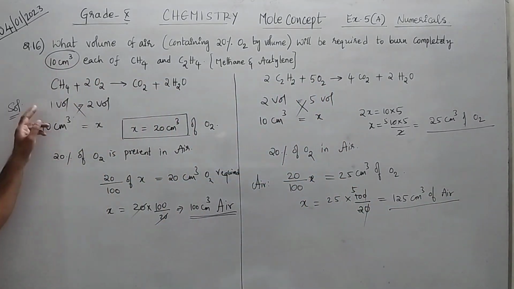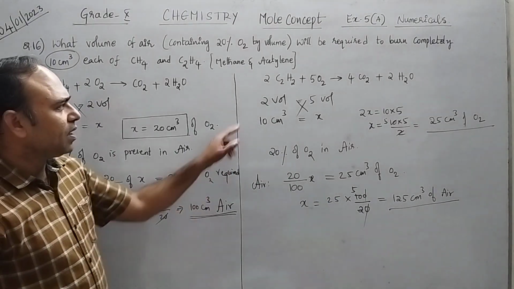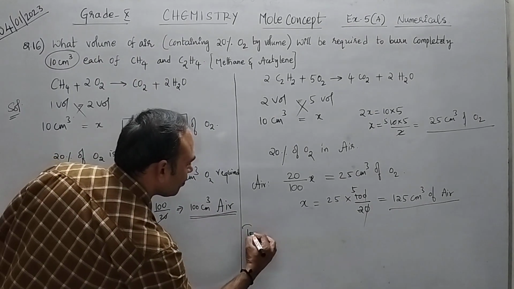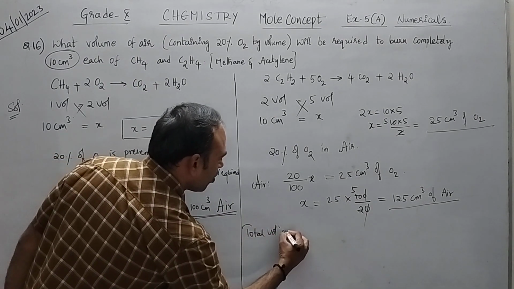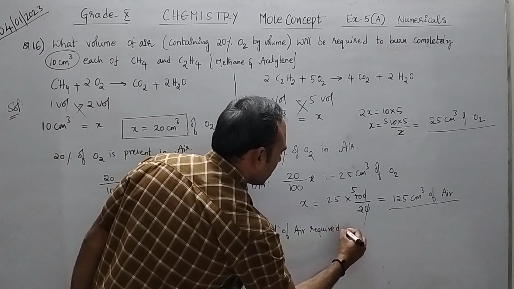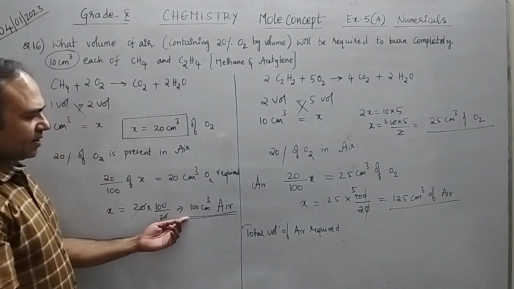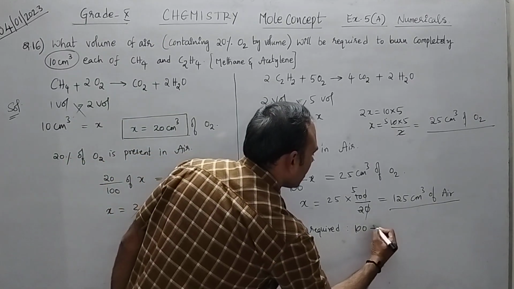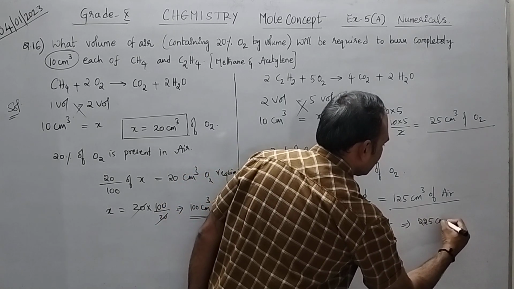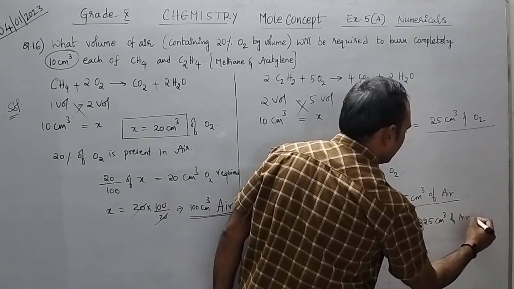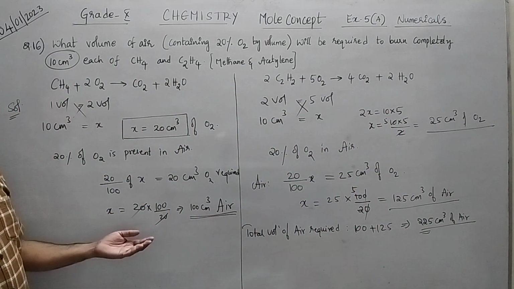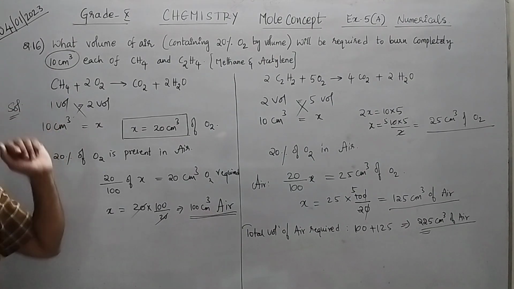So in the case of methane, we need 100 centimeter cube. In the case of acetylene, we need 125 centimeter cube. So finally, the total volume of air required is nothing but, in the first case it is 100, in the second case it is 125. Therefore, 225 centimeter cube of air. So this is your final answer. Hope you have understood this. Very simple numerical here.